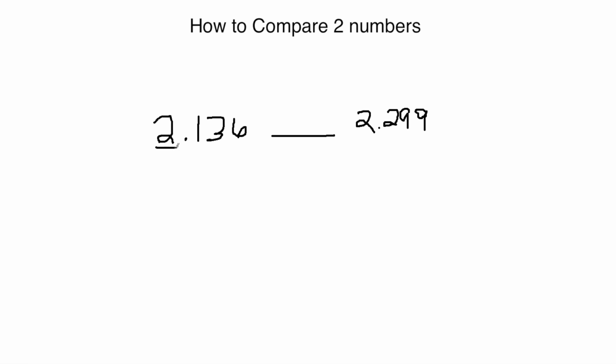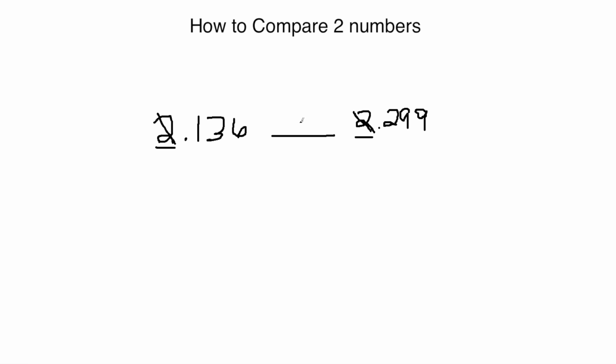This one, underline it. That's the ones place. Does this one have a ones place? It sure does. Now just compare the ones place. You have a digit that is a 2, so that's 2 ones. And this has a digit of 2, which means 2 ones. So they are both the same. So you cross them out.